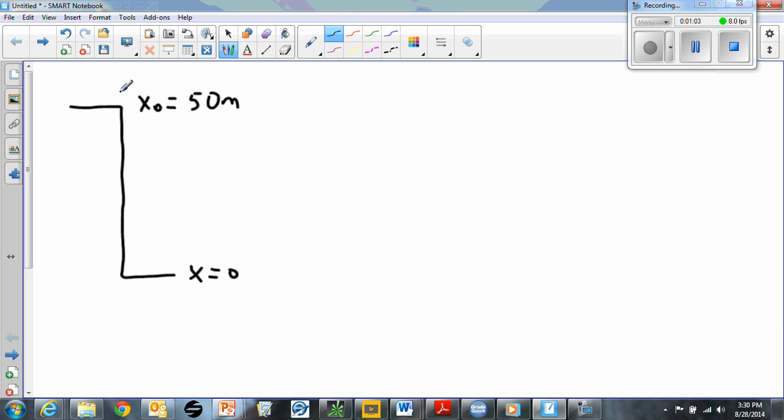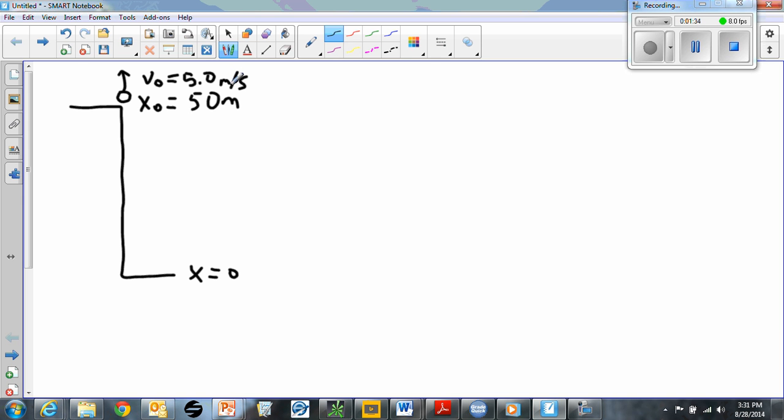And we're throwing this ball upward. We could throw it downward if we did. It'd be a negative velocity, but we're throwing it upward, so that's a positive velocity. And that velocity is 5 meters per second. So it's got an initial velocity of positive 5.0 meters per second. All right.